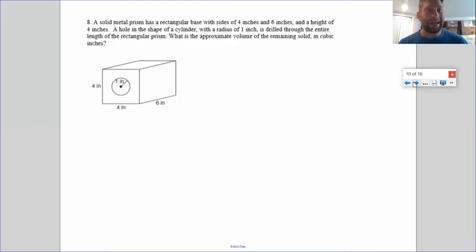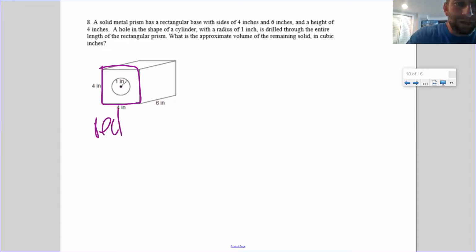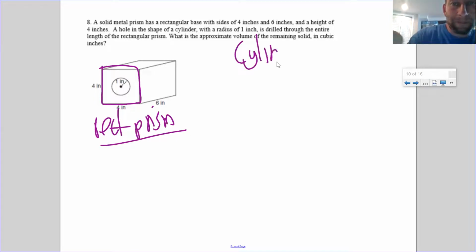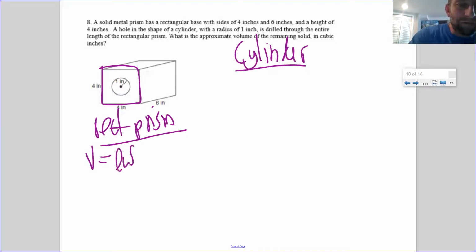So let's take a look at number 8. We kind of have a cross-section already here. I don't really have to draw my own cross-section because I can see my cross-section right here. If I read through this, it says there's a solid metal rectangular prism, then there's a hole in the shape of a cylinder. So I have a rectangular prism, and I have a cylinder. I'm going to find the volume of each.